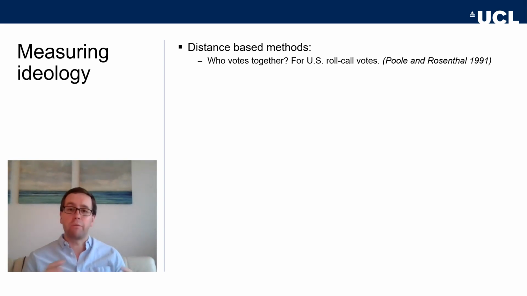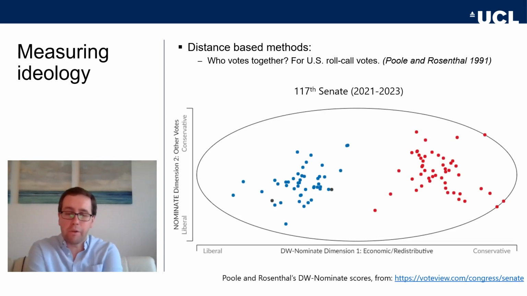And the more frequently people vote together, the closer they should be ideologically, and the less frequently they vote together, the further apart they should be. And then you can use a multidimensional scaling algorithm, a method to see whether there's some underlying dimension in this large matrix of voted together, didn't vote together, and find these underlying dimensions. And these Poole and Rosenthal's DW-NOMINATE scores are sort of the standard measure for ideology in US politics.